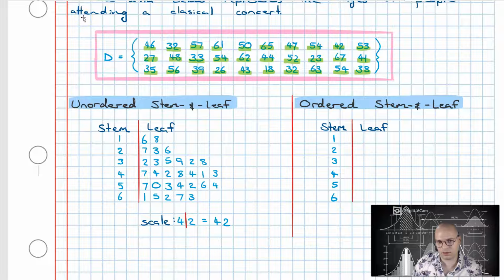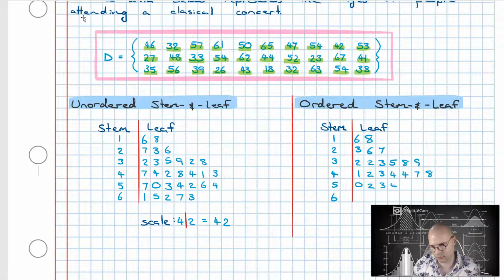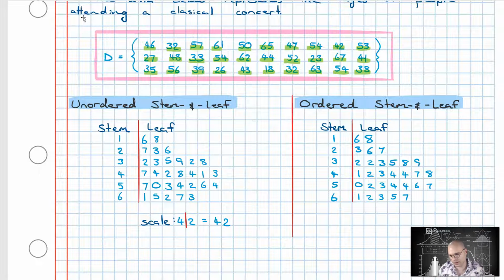However, differently to what we saw before, the leaves on this stem and leaf plot are going to be put in order. Now for the first one we have 6 and 8, so that's unchanged, but for the second one, 7, 3, 6 is going to turn into 3, 6, 7. Going down, we're going to have 2, 2, 3, 5, 8, 9, 1, 2, 3, 4, 4, 7, 8, 0, 2, 3, 4, 4, 6, 7, and then finally 1, 2, 3, 5, 7. Now once again completing this, we need to draw in our scale.